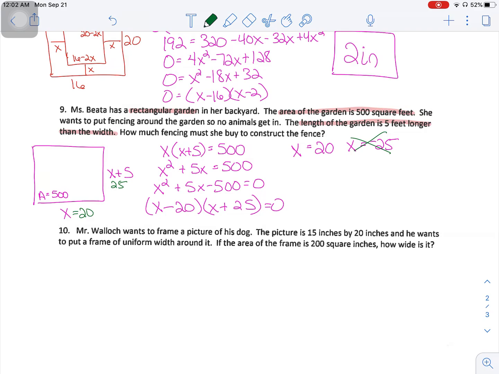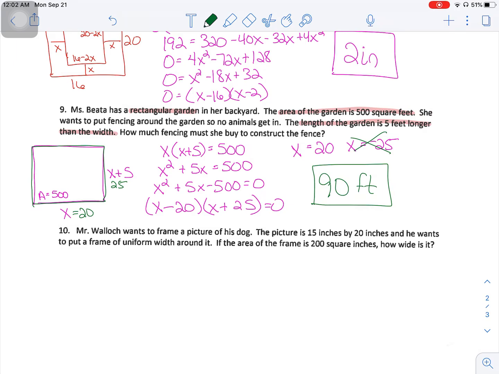It says, how much fencing must she buy to construct the fence? Well, to fence this whole thing, you're talking about perimeter. And the perimeter would be 20 plus 25 plus 20 plus 25. So let's see what that gets me. 90 feet. So she would need 90 feet of fencing to go around her garden in the backyard.